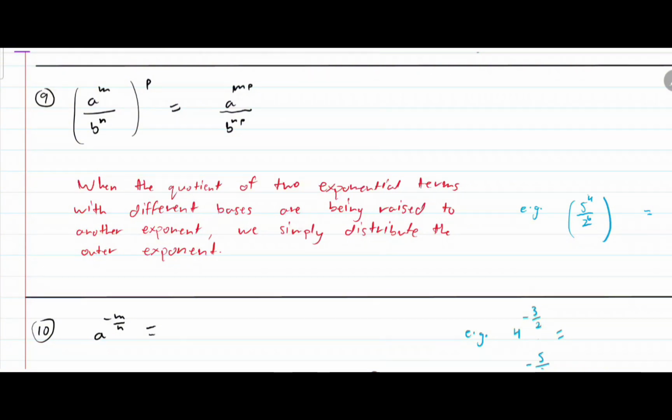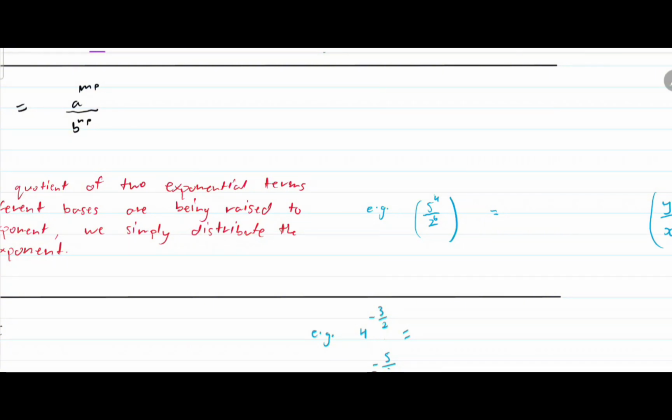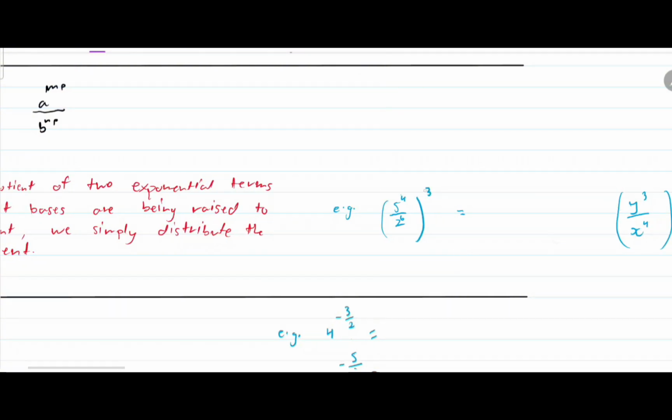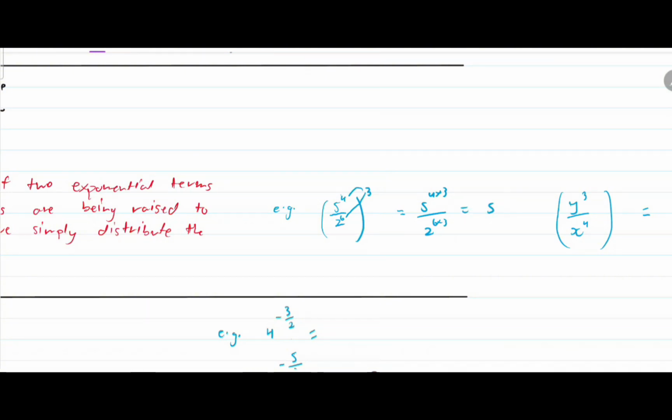Okay, so for the other one, here we're dividing two exponential expressions with different bases, and we're raising our quotient to another power, right? So let's say I had 5 raised to the 4th power over 2 raised to the 6th power, all raised to the 3rd power. What do I do? I distribute my power, just like how I distributed it when I was multiplying, right? So it's going to be equal to 5 raised to the power of 4 times 3 over 2 raised to the power of 6 times 3, which is going to be equal to 5 raised to the power of 12 divided by 2 raised to the power of 18.